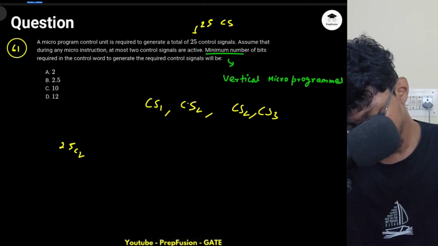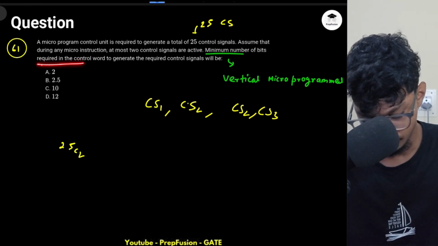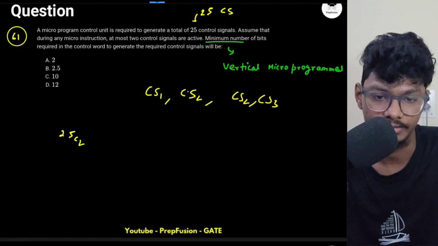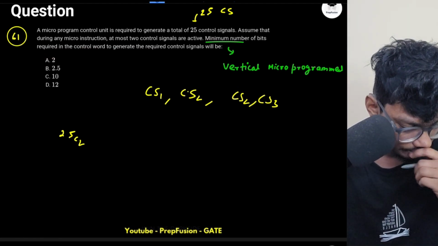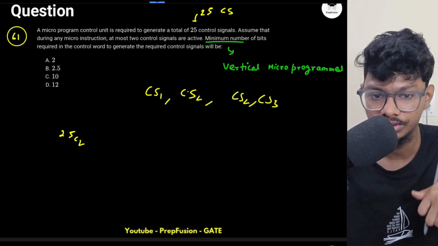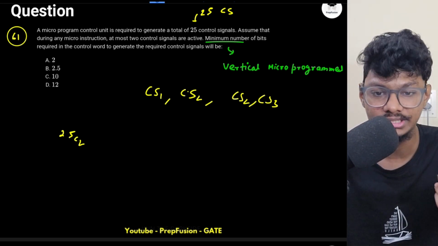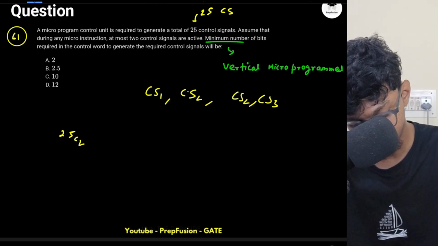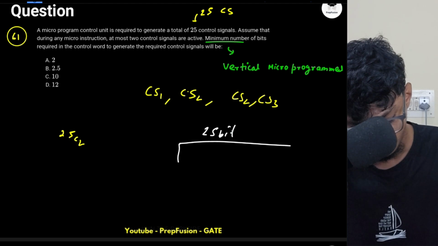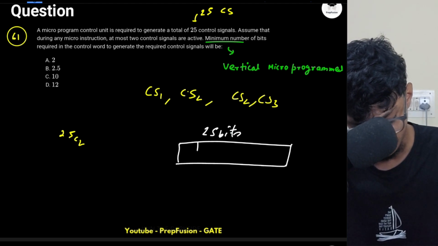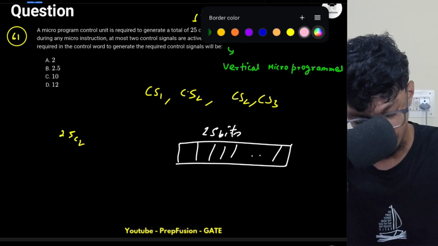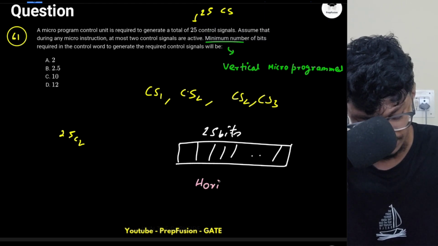Next, how many bits are minimally required to generate the control signals? So let's start. I can group them up. In horizontal, what we would have done is simply 25 bits, all 25 bits as separate control signals. So 25 bits would have been there in horizontal. But obviously we will not use horizontal because I am saving on space.